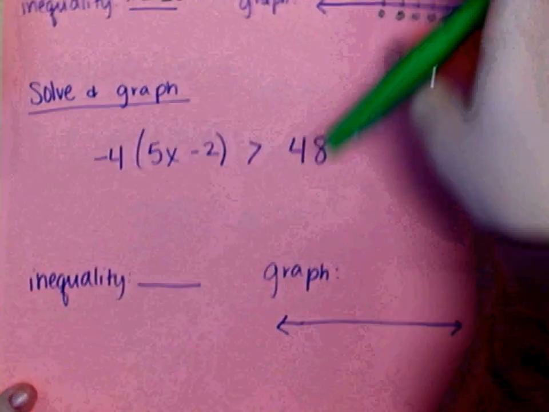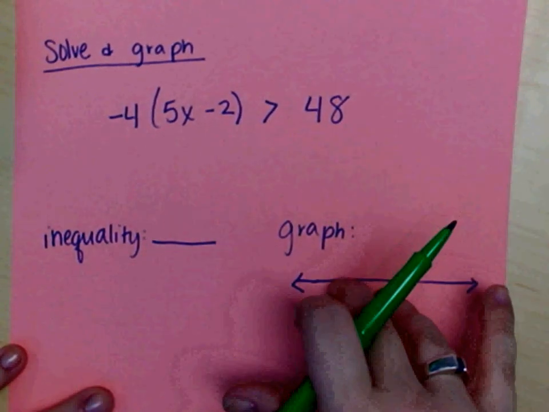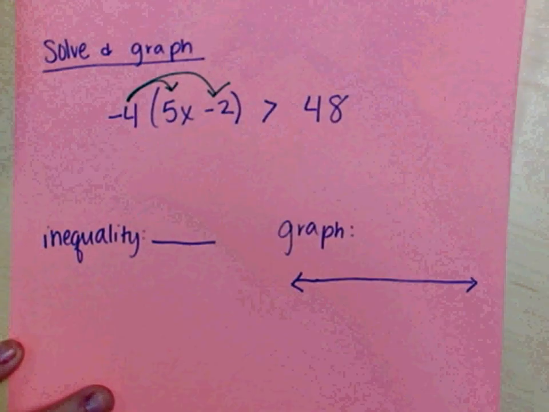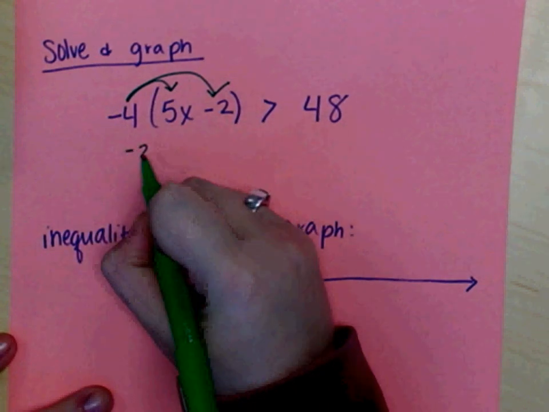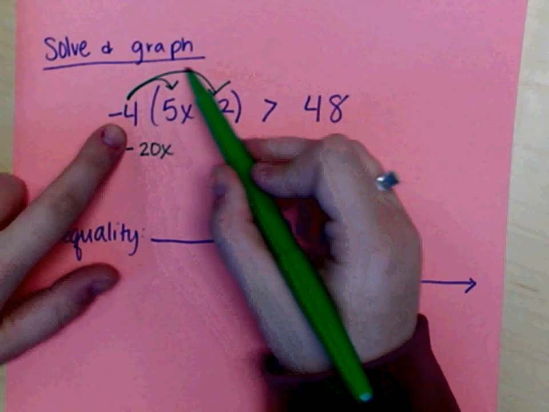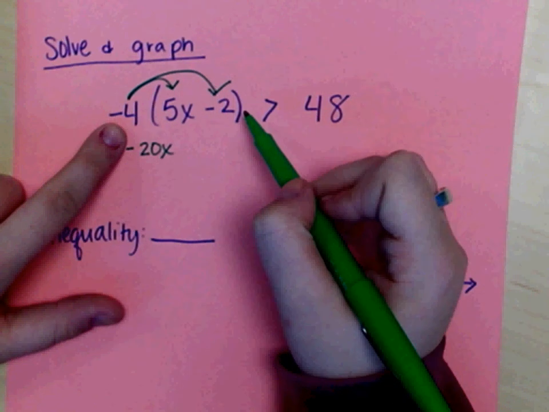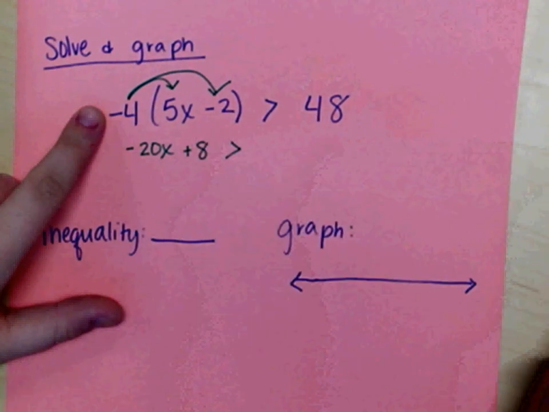Okay? Be able to take one of these problems, an inequality problem, solve for x, and then graph that inequality. So you still need to remember how to distribute. That does not go away. So I have negative 4 multiplied by 5x. So that's going to be negative 20x. Remember, distributing is all multiplication. Now I need to distribute out to this other thing that's inside the parentheses. So negative 4 times negative 2 is plus 8. And I have greater than 48.